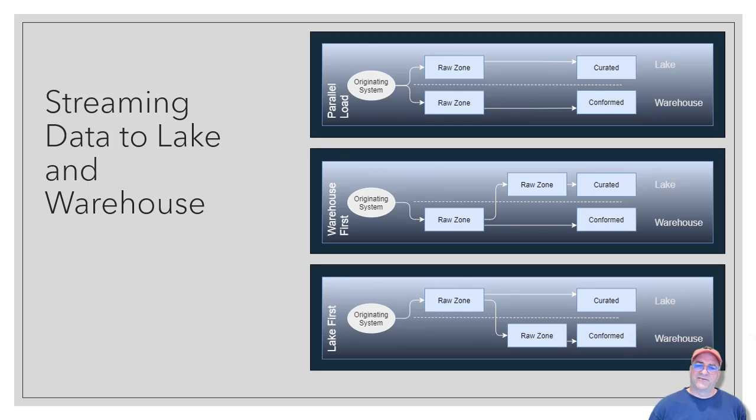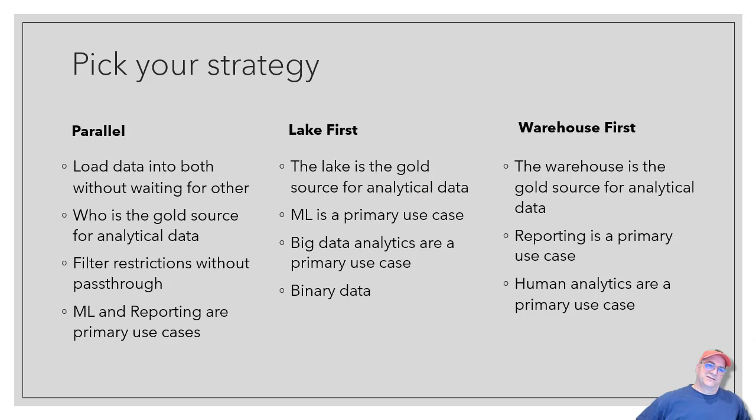The last one is lake first, and that's where the data lake is the kind of the gold standard for all the data in the company or more of the data. And so data flows into the lake, and then it's transited through the lake into the data warehouse, and both the lake and the warehouse take care of their own processes. So pick your strategy. Which one do you want? Parallel, lake first, or warehouse first?